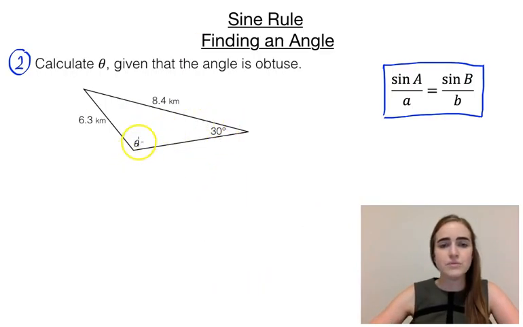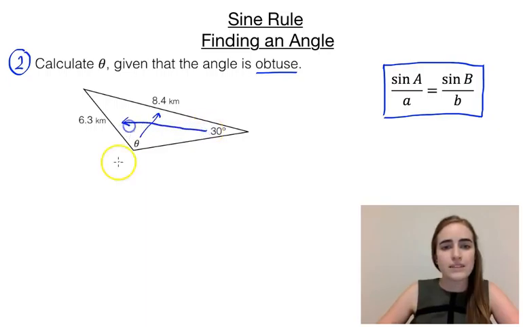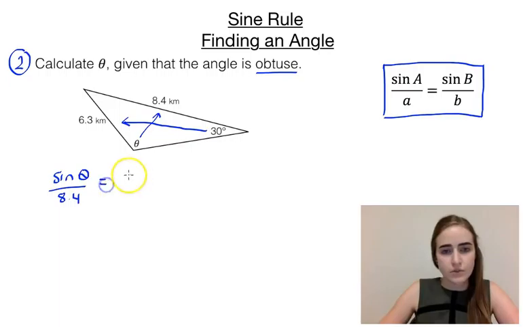In this example, we're still trying to find this angle theta here, but we've specifically been told that our angle is obtuse. So that's going to add one extra step of working at the end of our question. But let's start off the same way. So our theta is opposite that 8.4, and our 30 degrees is opposite that 6.3. So we'll write sine of theta over 8.4 is equal to sine of 30 over that 6.3.